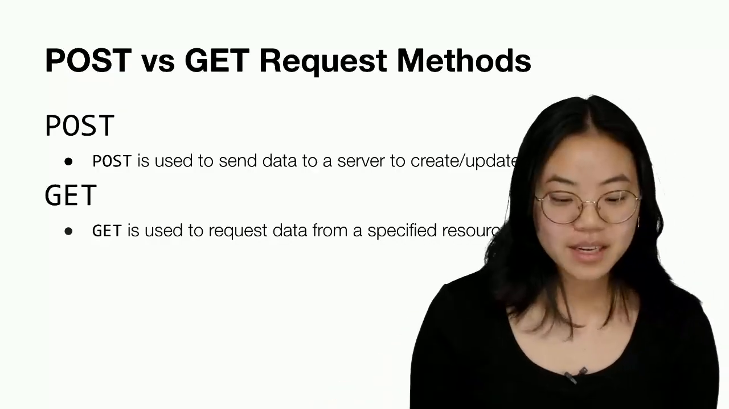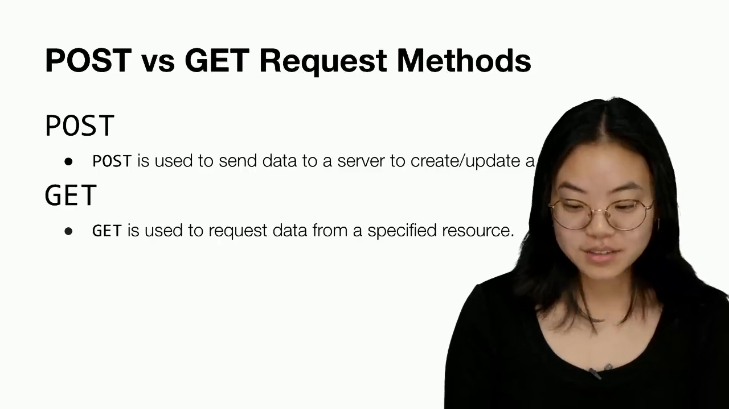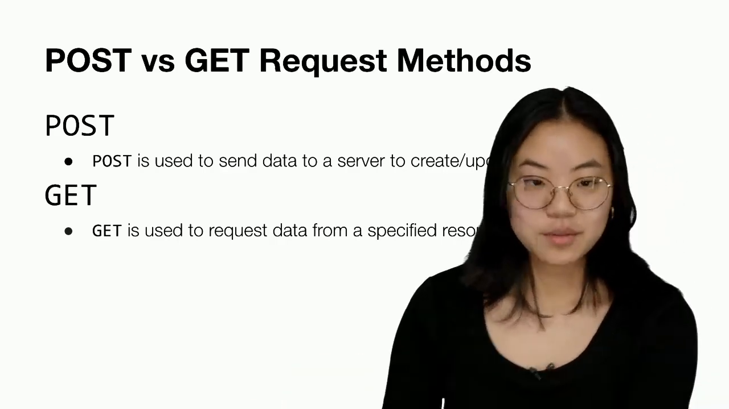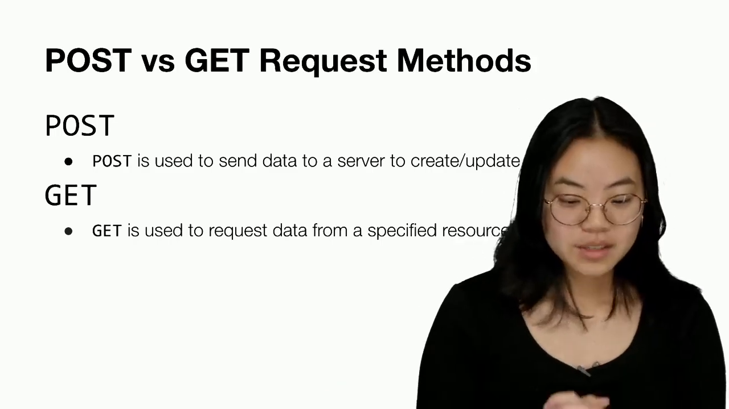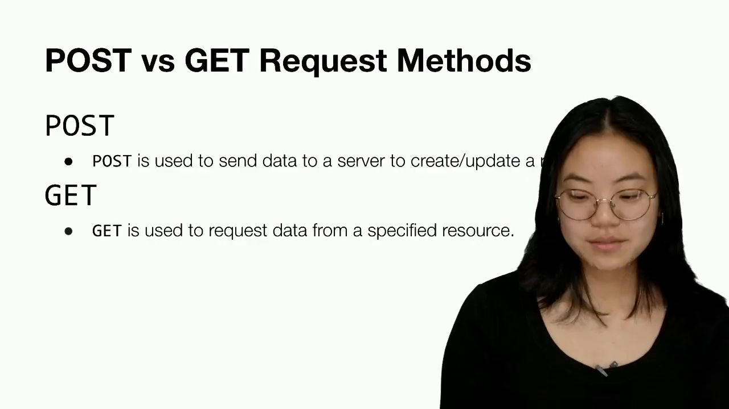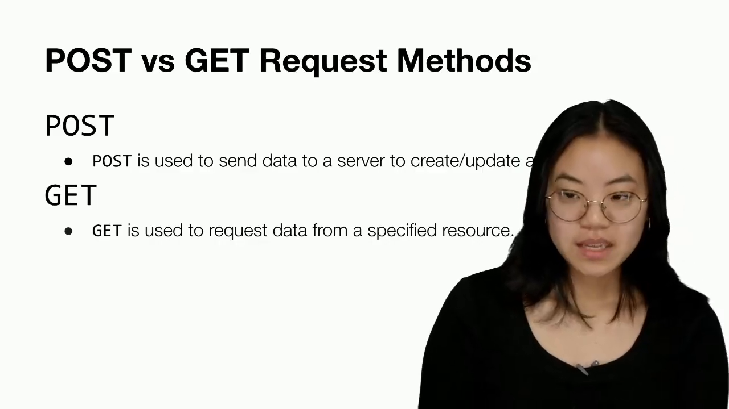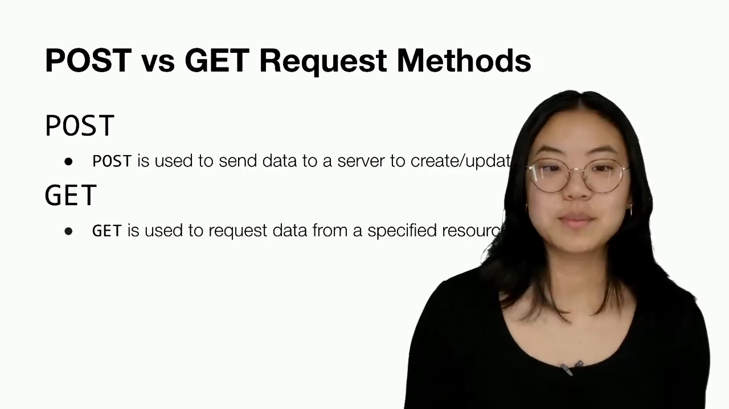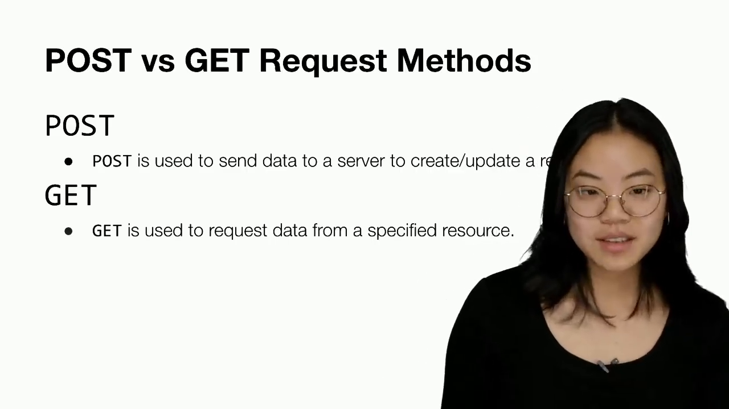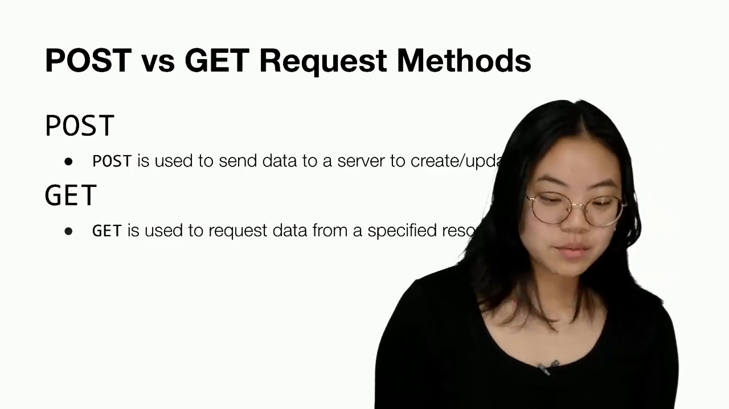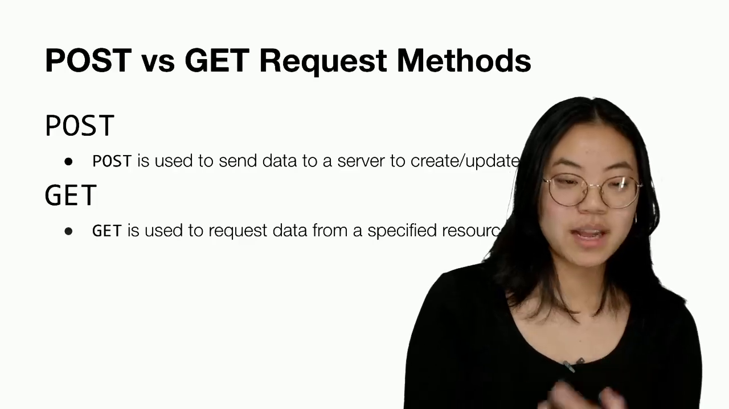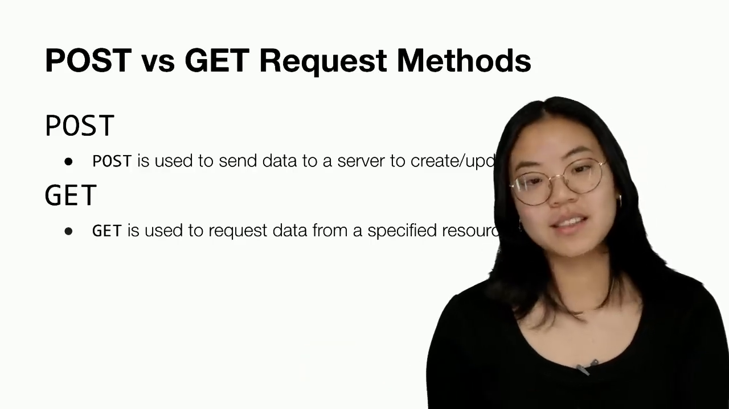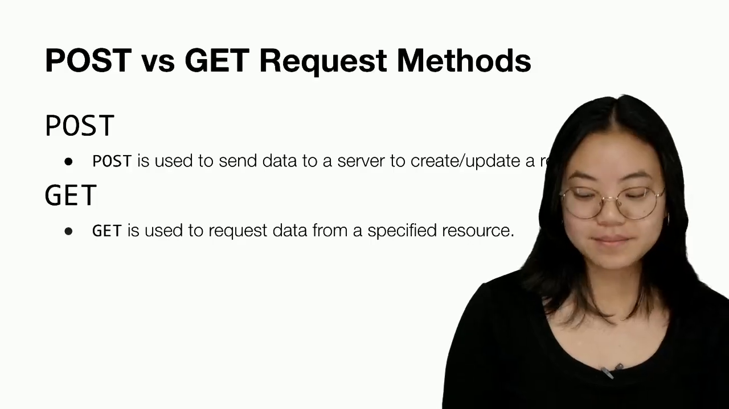So just as a summary, post is used to send data to a server to create or update a resource. So you can think of it as sending new information, updating something, whereas get is used to request data from a resource. So in our birthdays example, get requests would be if I just navigate to the website. So I'm just seeing what's on there. And a post request would be sent for when I press that add birthdays button. So I'm sending information to the server, and then it's going to update accordingly.